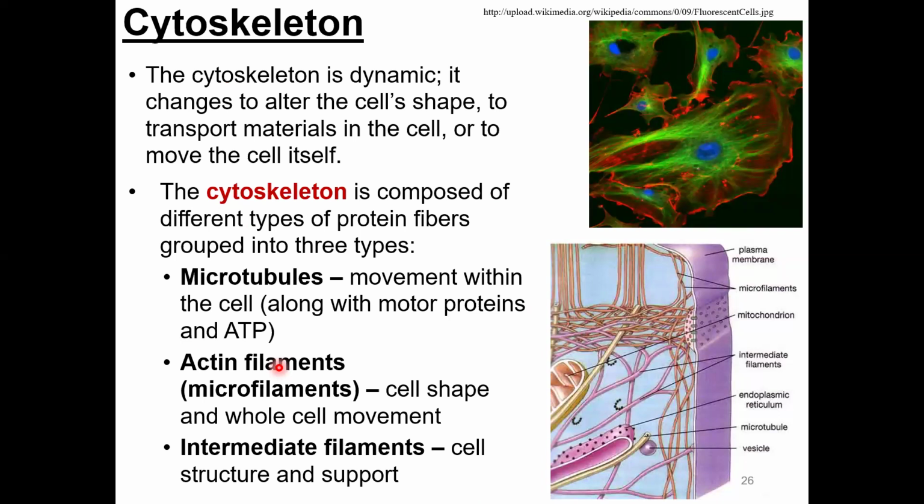Next, there's also the cytoskeleton. It's a highly dynamic structure in that it changes to alter the cell's shape and provide cells with necessary components to transport different materials or to allow mobility of the cell itself. The cytoskeleton itself is composed of different protein fibers. These include the microtubules, actin filaments or microfilaments, and intermediate filaments.